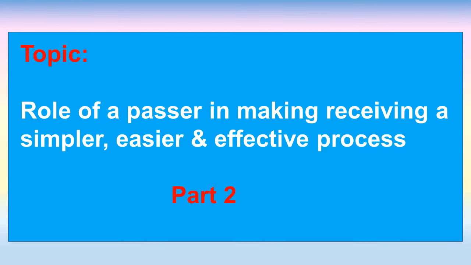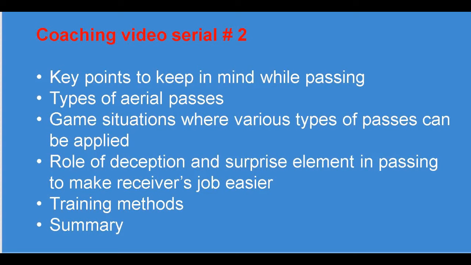In part 2 of the topic, role of a passer in making receiving a simpler, easier, and effective process, we will cover the following. Key points to keep in mind while passing. Types of aerial passes. Game situations where various types of passes can be applied. Role of deception and surprise element in passing to make receiver's job easier. Training methods and summary.